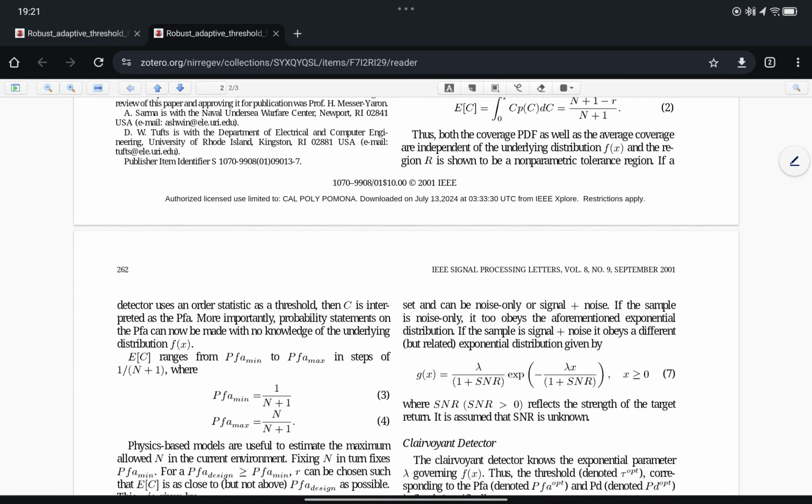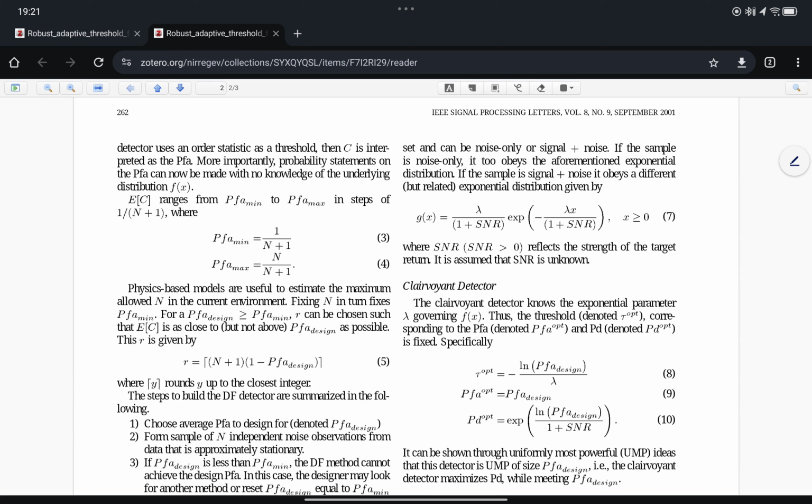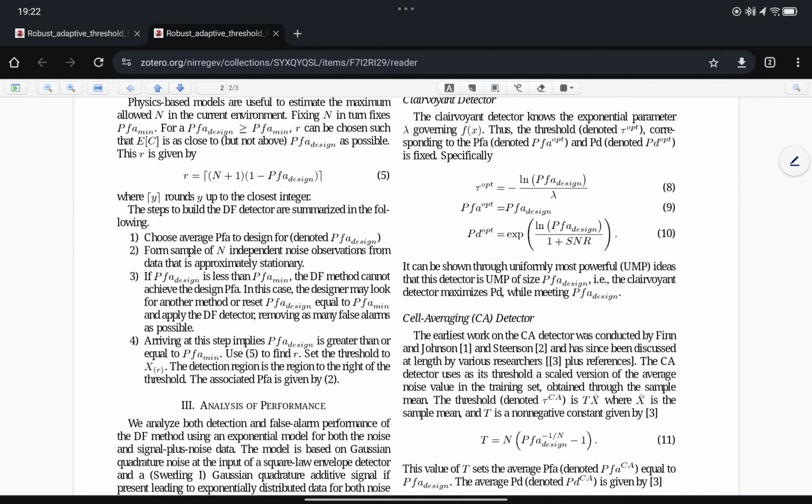The threshold is what dictates the false alarm, and they show that the average false alarm, E of C, will be between PFA min and PFA max, which they describe here. And the threshold is given by this. The order statistic for a given PFA that we design is given by lowercase r, and lowercase r is also the order statistic or the threshold.